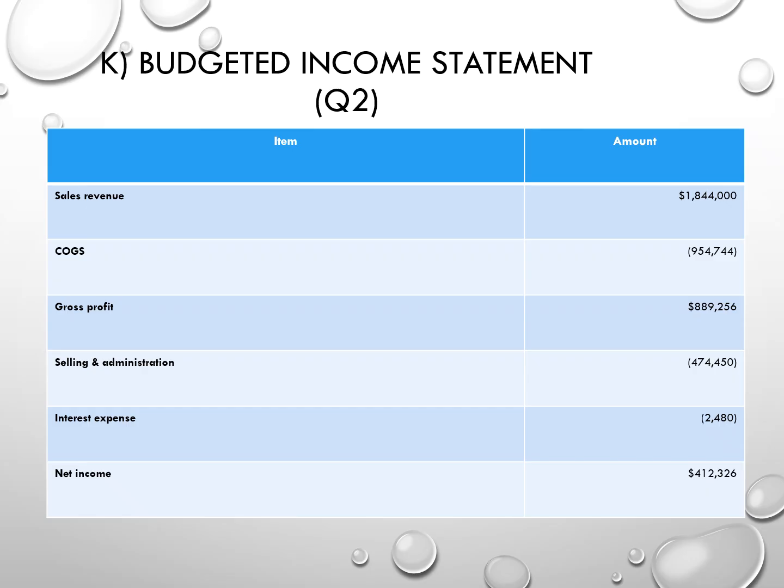From the operating budgets, we prepare the budgeted income statement. Sales is $1,844,000. COGS is $954,744. Gross profit is $889,256. Net income is $412,000 and $326. Profitability does not equal liquidity. This is the key takeaway.